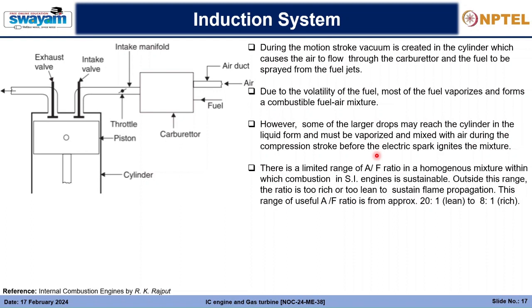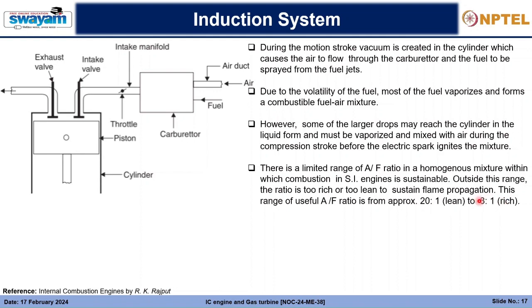Outside this range, the ratio is too rich or too lean to sustain flame propagation. And what do we mean by lean? Like 20 to 1. So 20 parts of the mixture is air and only one part is fuel. That is, air is in too much excess. That is very lean. In that case, the fuel will not ignite properly. Even if it ignites, not much heat is added into the process. And 8 to 1 is rich.